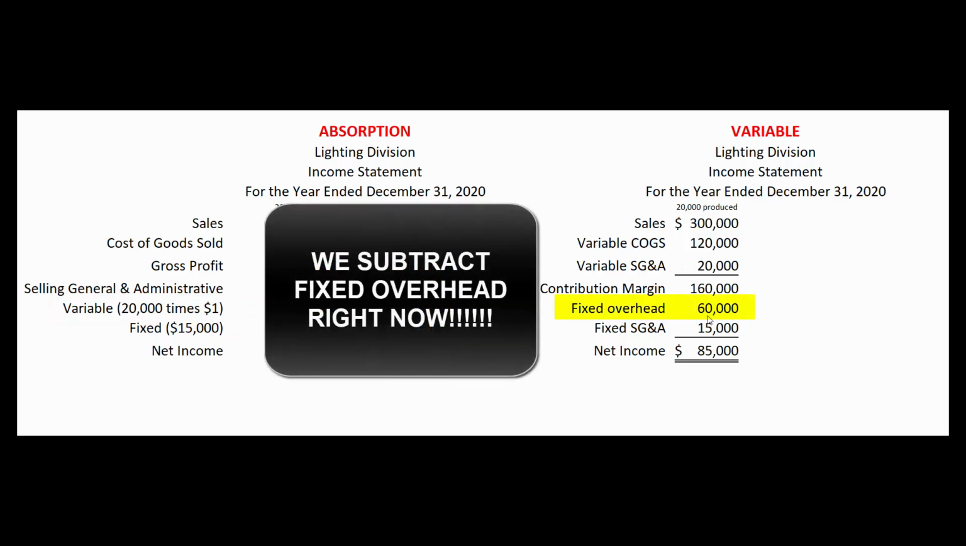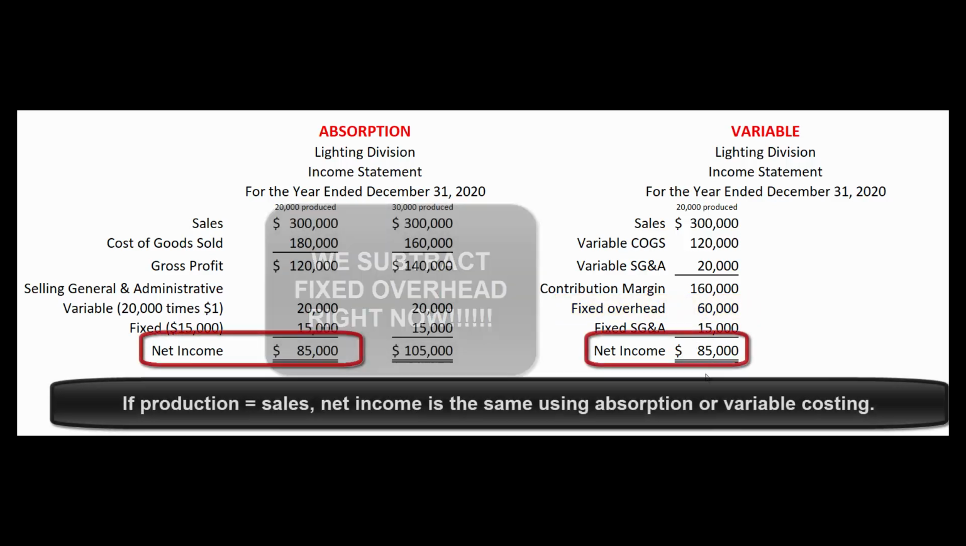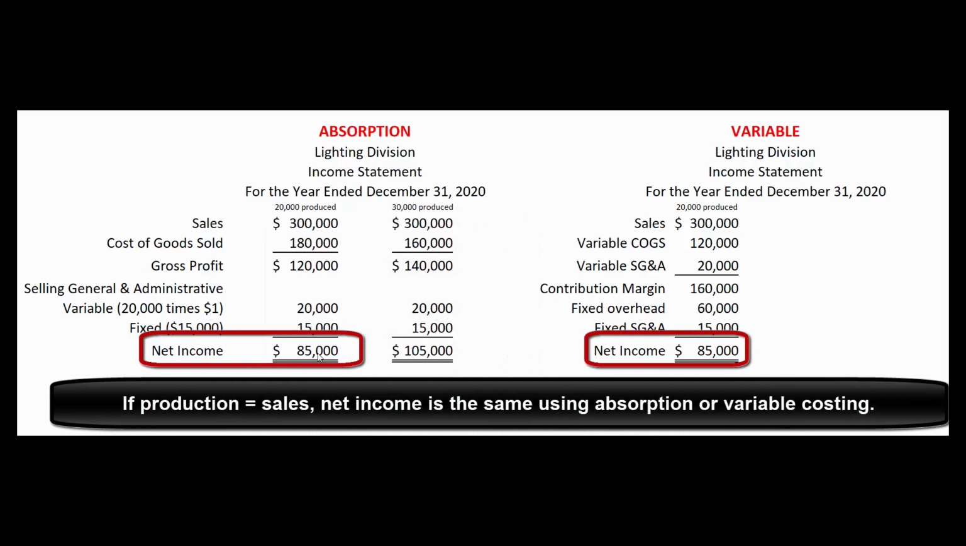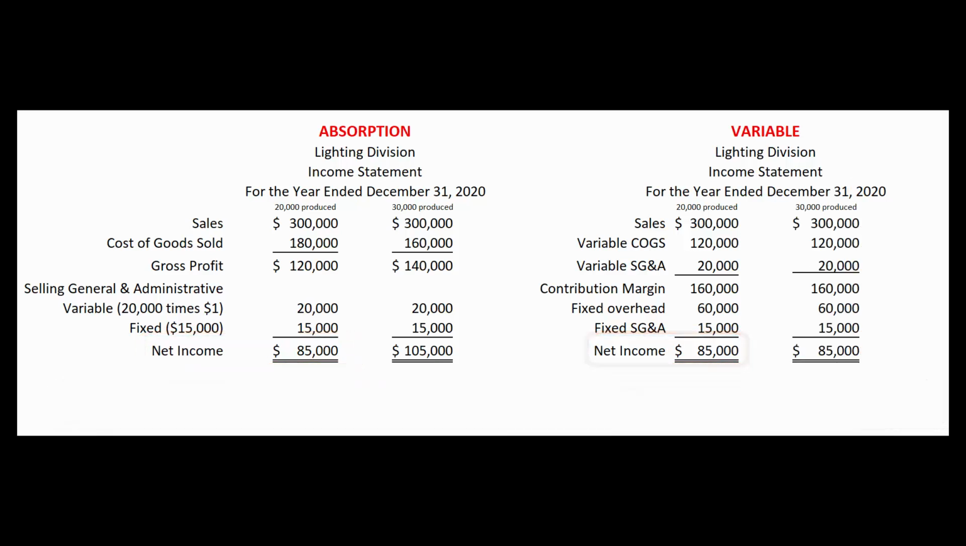Our fixed overhead is $60,000, so we subtract it right away. Our fixed SG&A is $15,000, and so we have net income of $85,000. So if our production equals our sales, the net income under the absorption method is the same as the income under the variable method. So now let's use variable costing again. We can't use this in our financial statements, but we can use it for internal purposes to price out what's happened to us. We make 30,000 units, but we sell 20,000, so our sales are still 300,000.